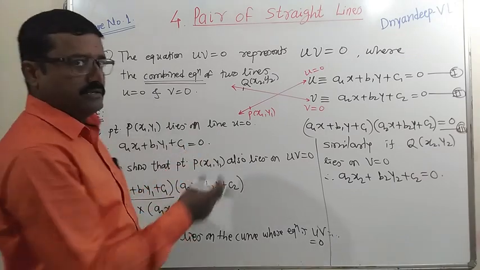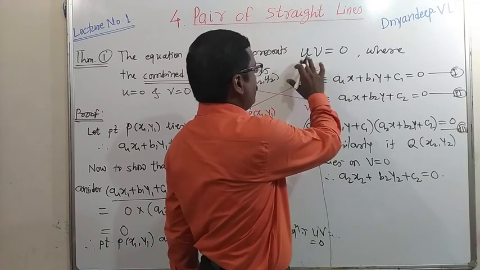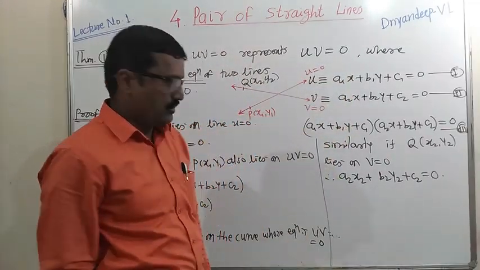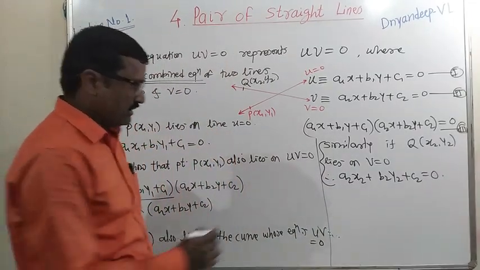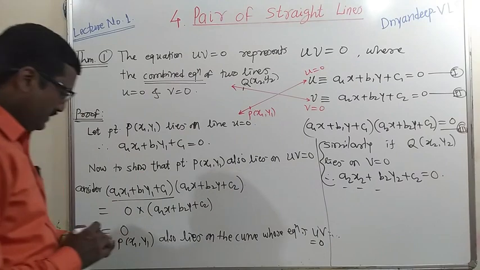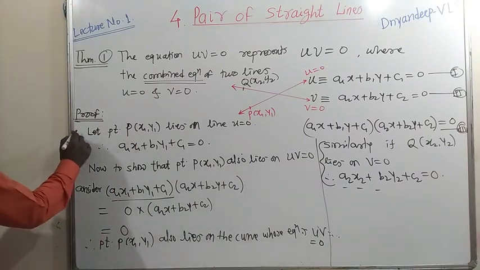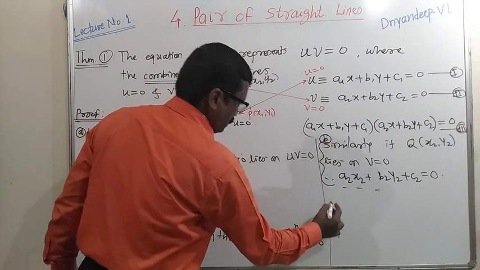So that second point Q(x2, y2) also lies on the curve whose equation is uv = 0. Okay, this is the similar part. Further we can write in the same way. Now, in the third step, suppose this is the first part of this proof, and this is the second part of this proof.